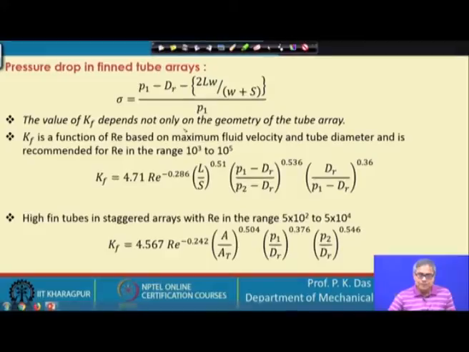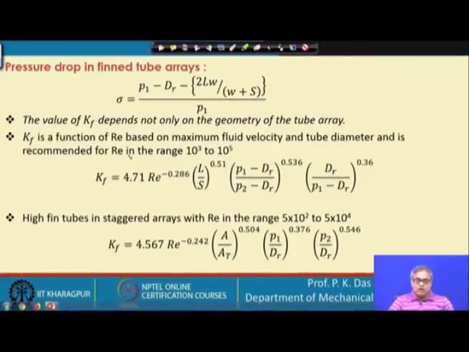The value of K F depends not only on the geometry of the tube array, but it also depends on other factors. So, K F is a function of Reynolds number based on maximum fluid velocity and tube diameter, and is recommended for RE in the range of 10 to the power 3 to 10 to the power 5. RE is specified based on the bare tube diameter and the maximum velocity. It covers the range in which these fin tube heat exchangers are generally used.